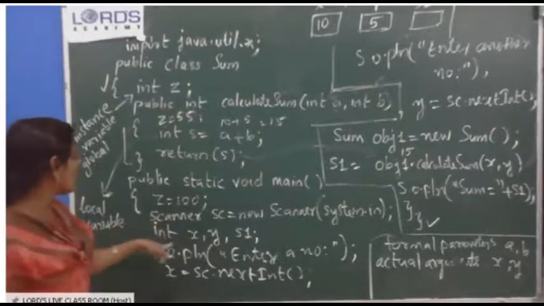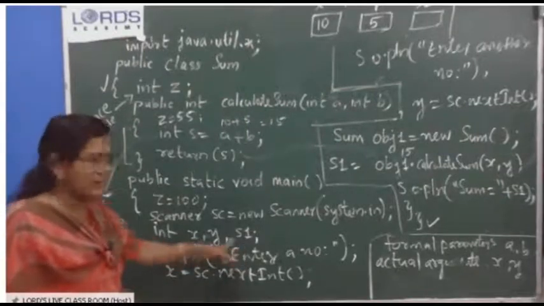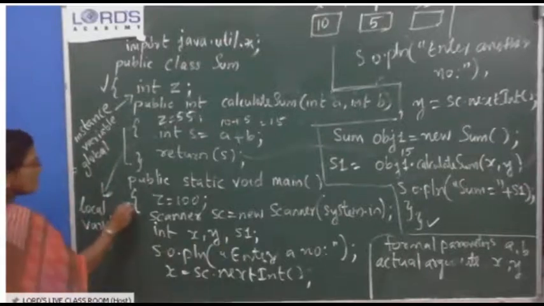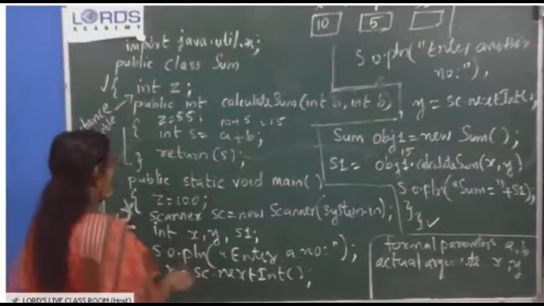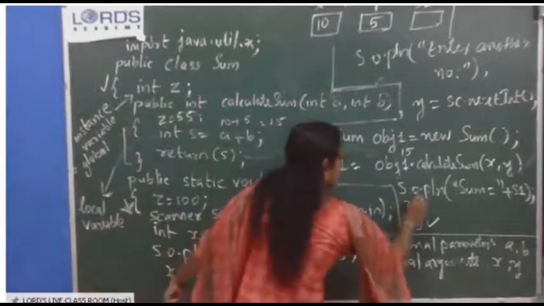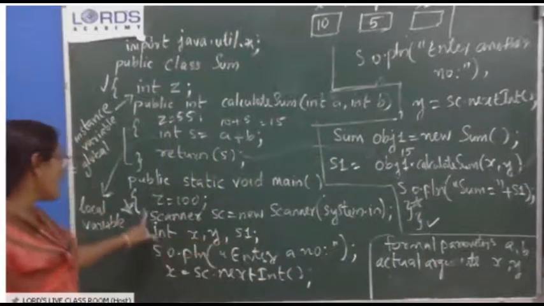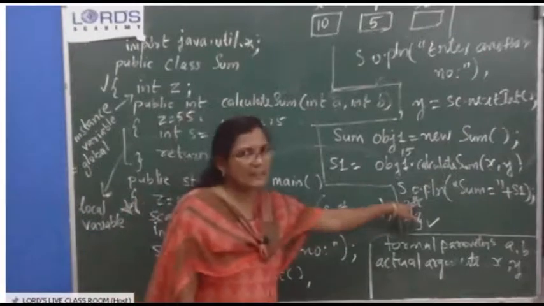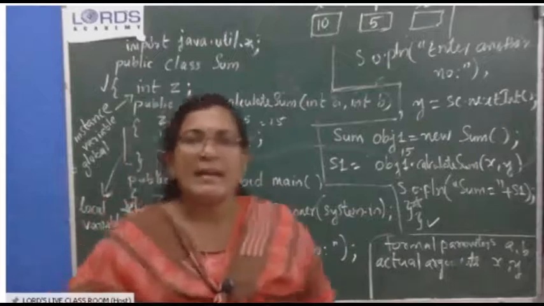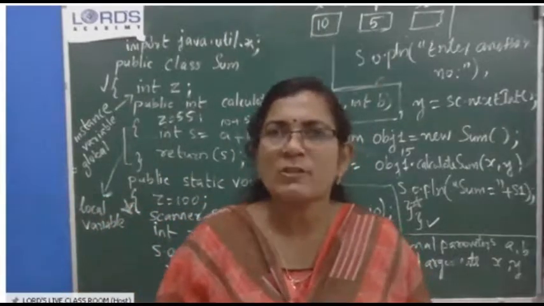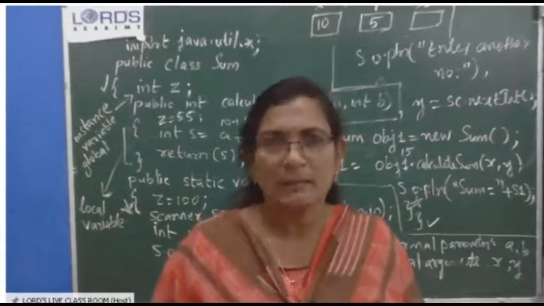Here also there are local variables x, y and s1. X, y and s1 are declared within this block. Here the block starts, and this block, the main method's block, ends here, isn't it? So, x, y and s1 are available only in the main method. They are local to the main method. A variable's scope is limited to the block in which it is declared. It is not available outside that block.